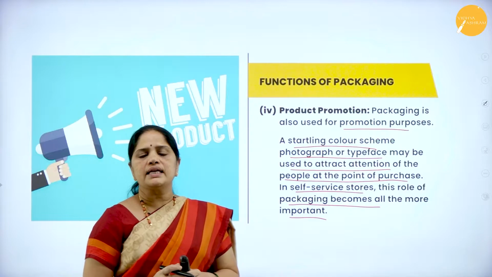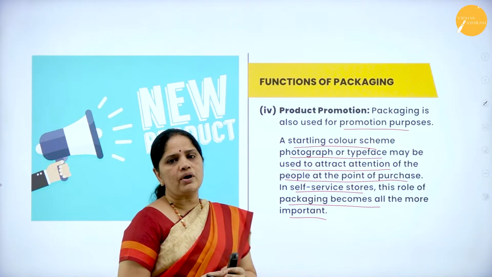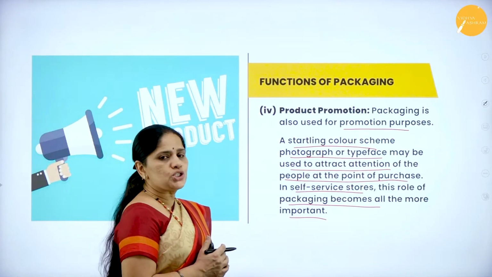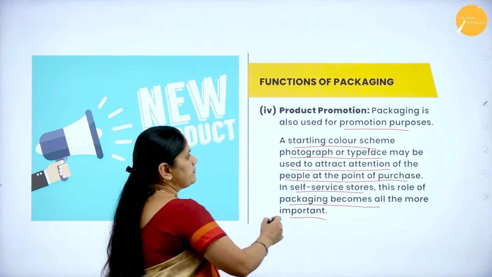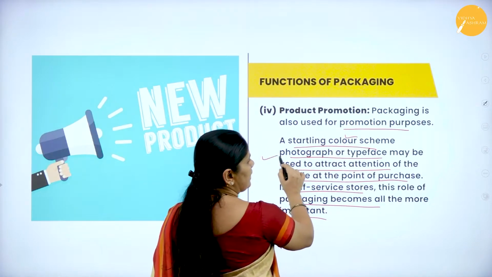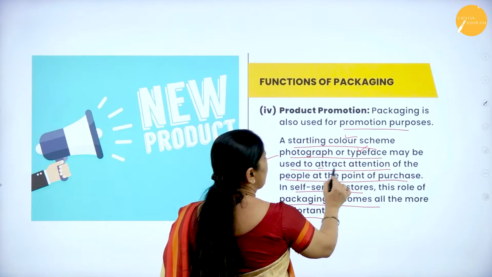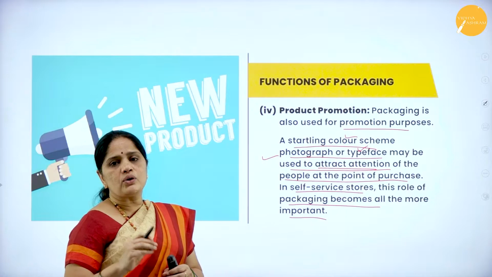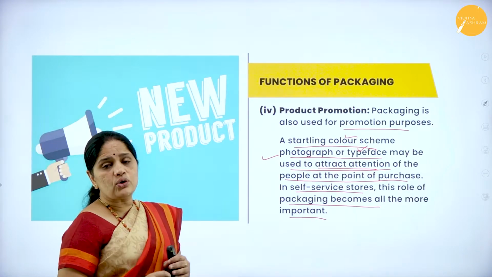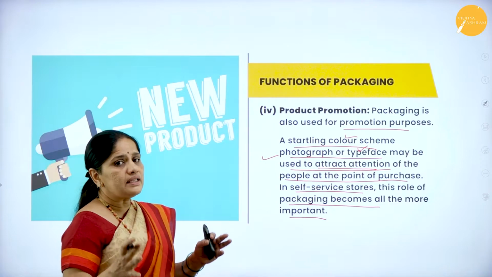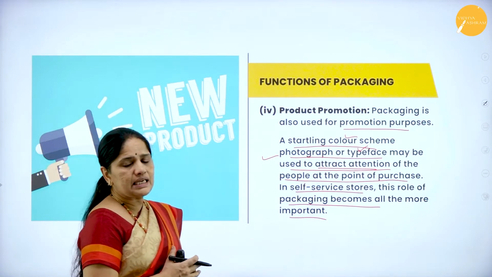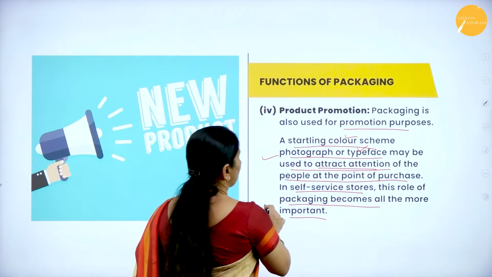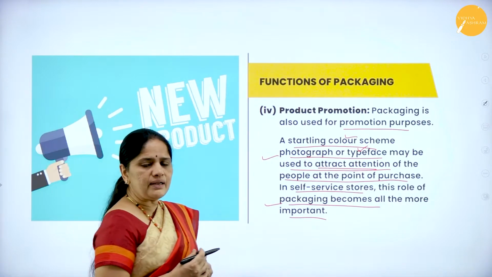Now, this packaging is used for promoting the products. How do we do this product promotion? Through packaging. So, we will be using a color scheme, photograph or a typeface to attract the attention of the people at the point of purchase. So, when people go to the shopping mall or to the shop to buy a product, they will be attracted to the color scheme or the photograph or the typeface, and this plays a very important role in promotion of that product.